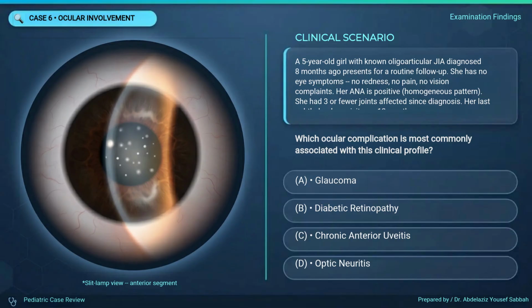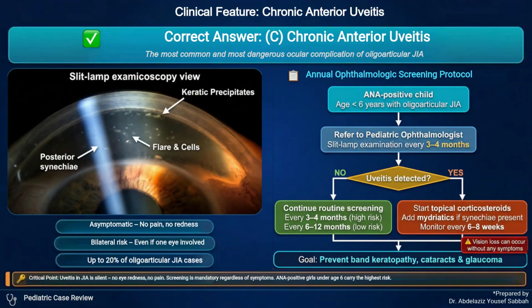Which ocular complication is most commonly associated with this clinical profile? Option A, glaucoma. Option B, diabetic retinopathy. Option C, chronic anterior uveitis. Option D, optic neuritis. The correct answer is option C, chronic anterior uveitis.